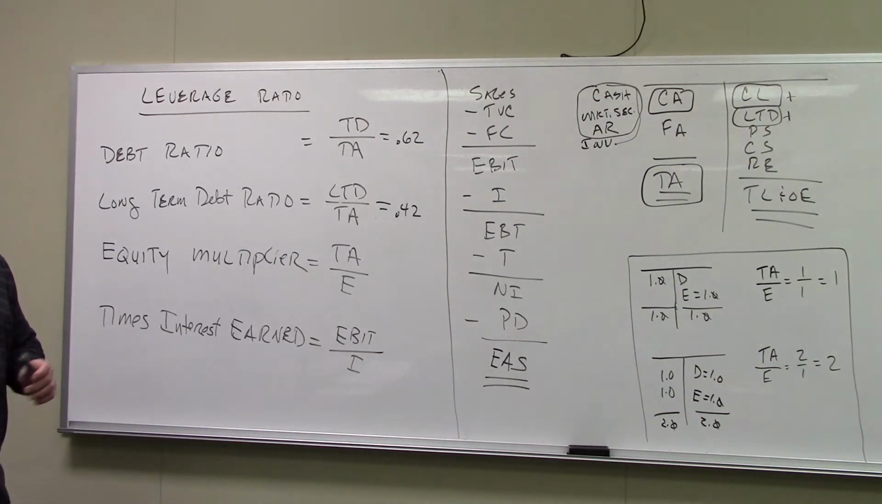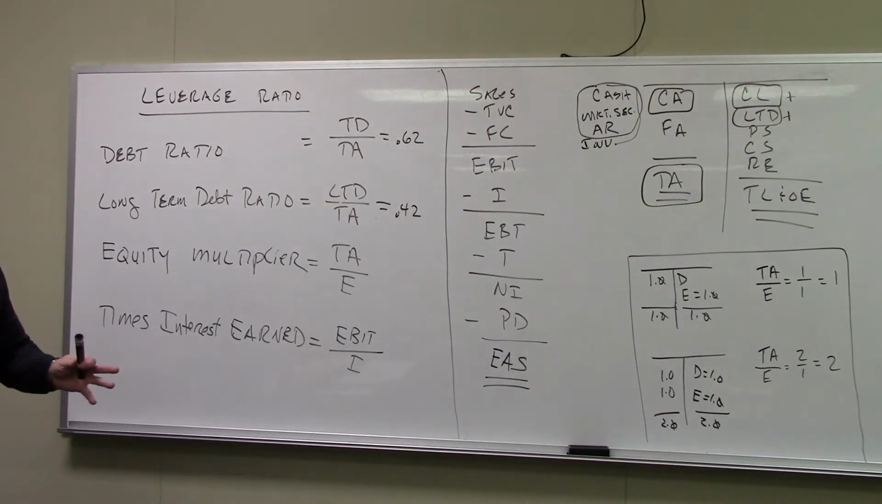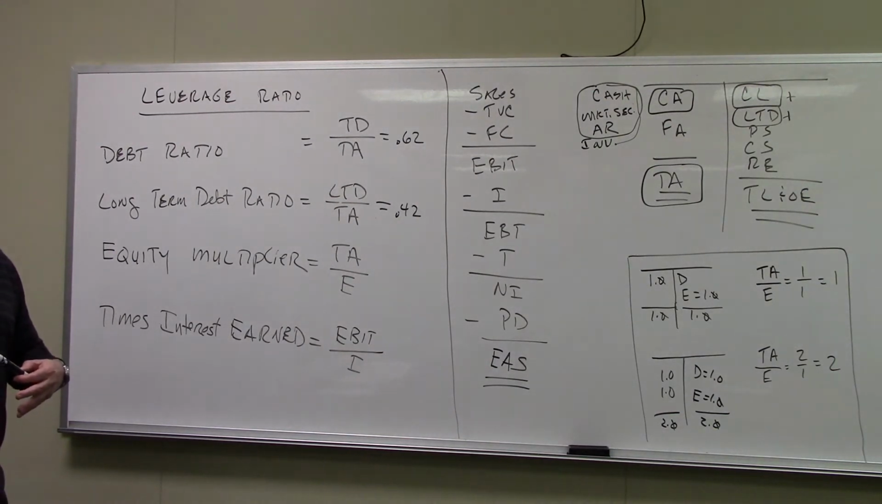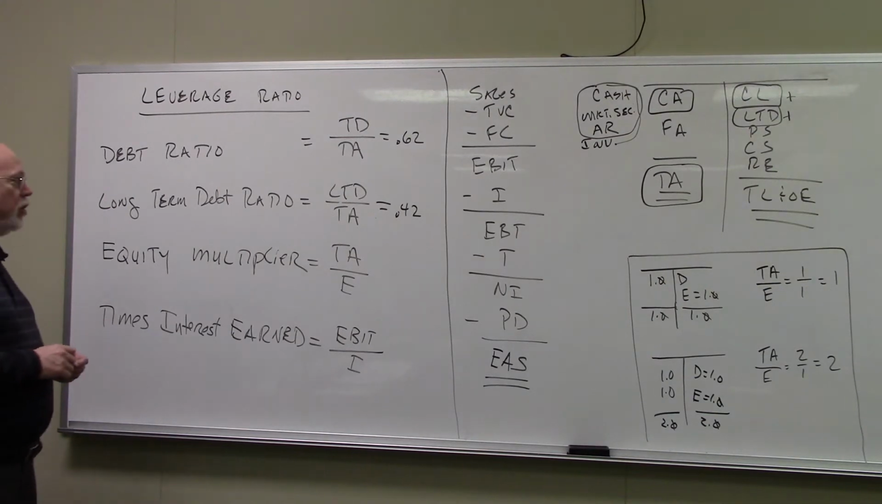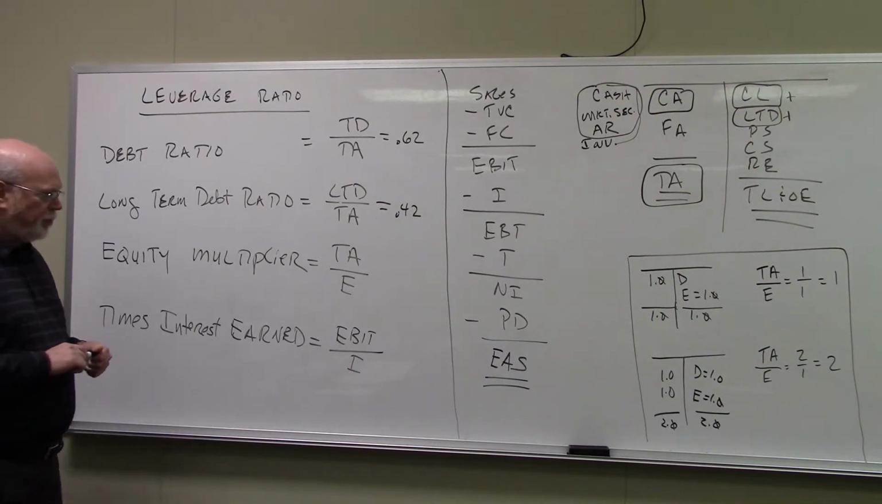What's the largest this number could be? 1 or 100%. That is, all of the assets are financed by long-term debt. The smallest it could be would be 0. None of the assets are financed by long-term debt. Again, the long-term debt ratio looks at how much of the total assets of the firm are financed by long-term debt.